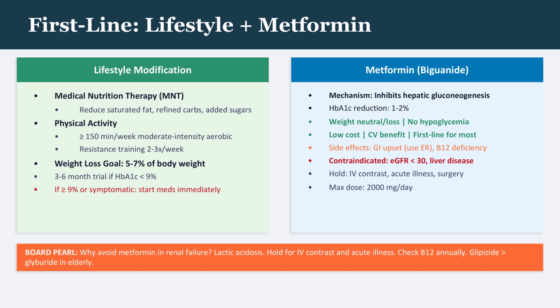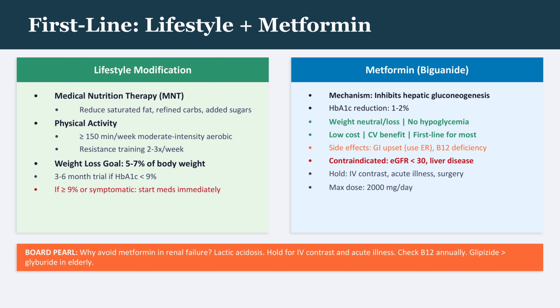So we've made the diagnosis. Now what? Management always starts with 2 things working in parallel: lifestyle modification and metformin. For lifestyle, medical nutrition therapy to cut down refined carbs and saturated fats, at least 150 minutes per week of moderate intensity aerobic exercise, and a goal of 5 to 7% body weight loss. Even modest weight loss dramatically improves insulin sensitivity and can delay or prevent progression to T2DM in pre-diabetic patients.